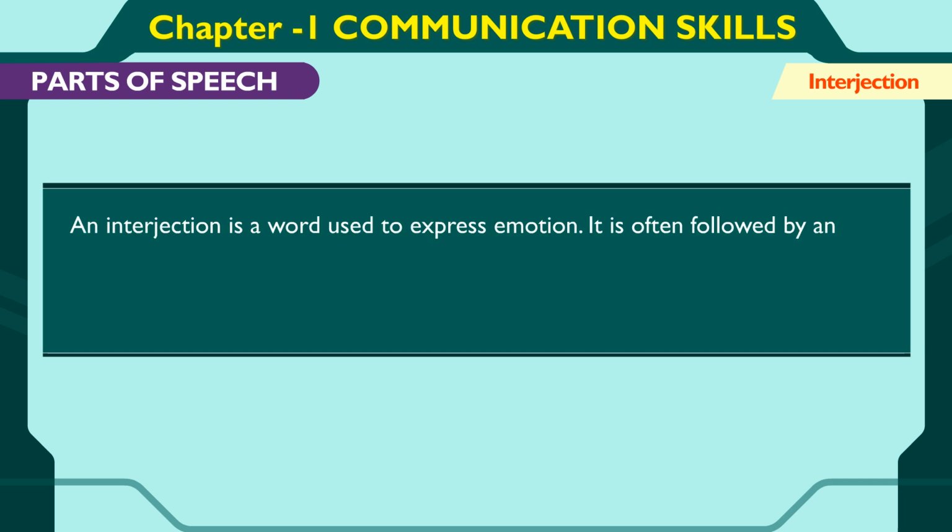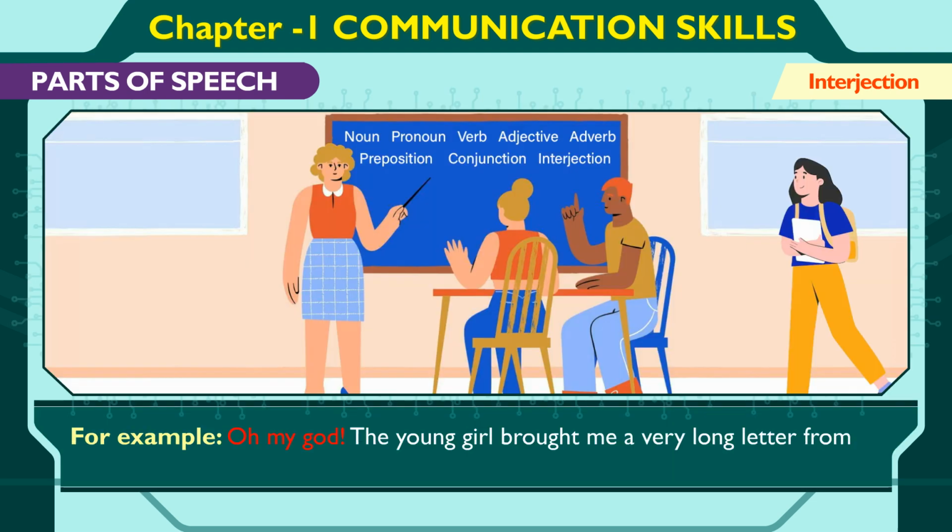Interjection. An interjection is a word used to express emotion. It is often followed by an exclamation mark. For example, "Oh my God! The young girl brought me a very long letter from the teacher and then she quickly disappeared."